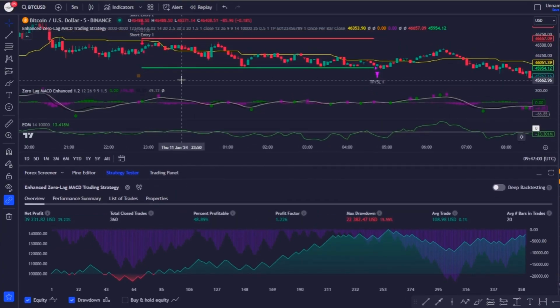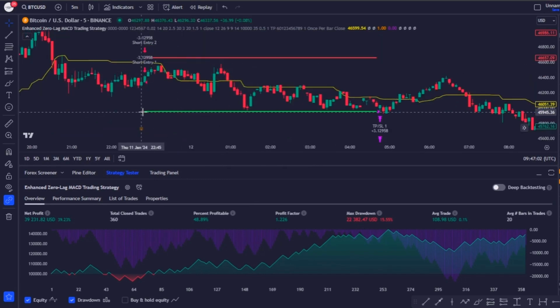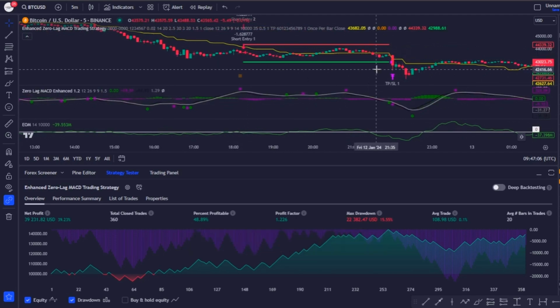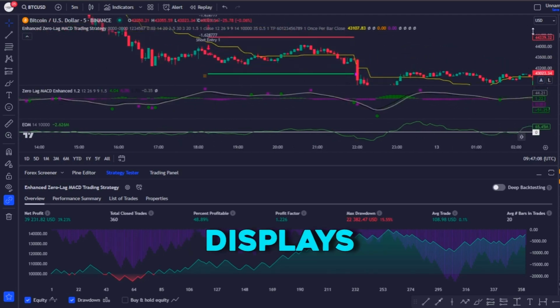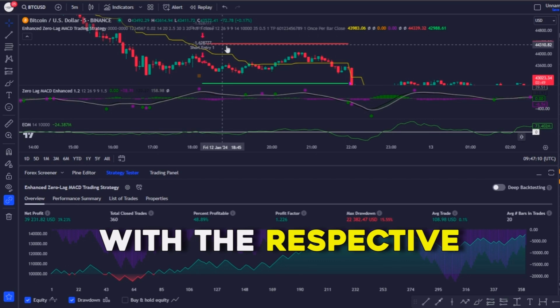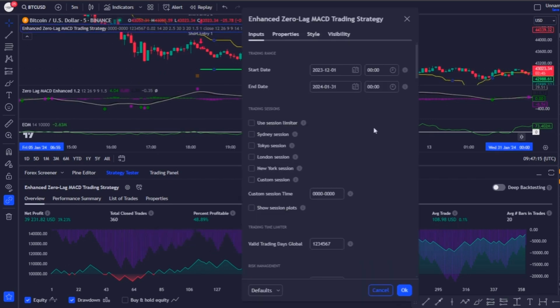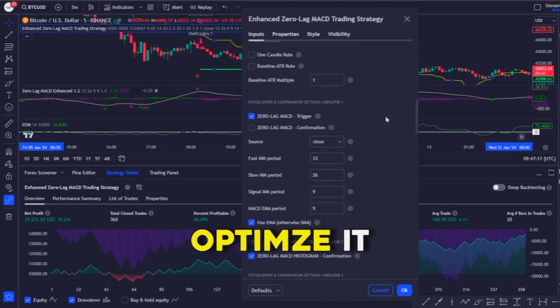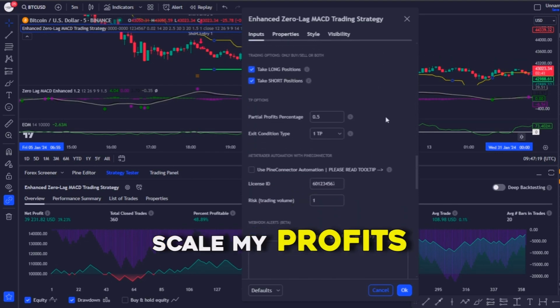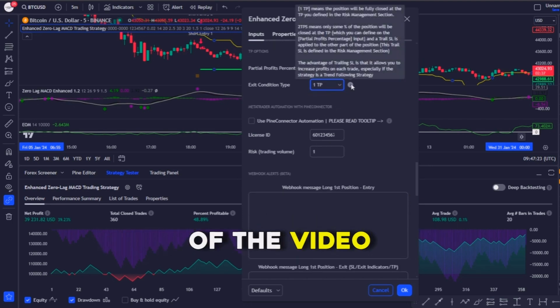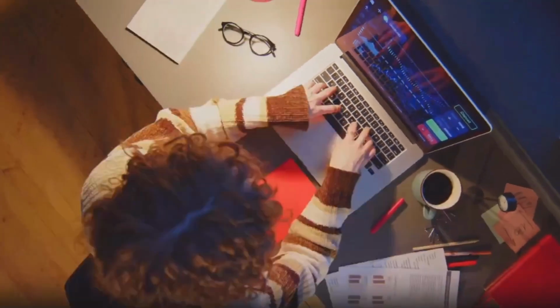As you can see, it respects all the rules of this strategy, enters and exits from every trade in seconds and with high precision, and it also displays every trade on the chart with the respective stop loss and take profit. And here on its menu, I can customize every single detail to optimize it and also scale my profits. If you'd like to get access to this trading tool, stay tuned until the end of the video, because now I will jump to the backtest.